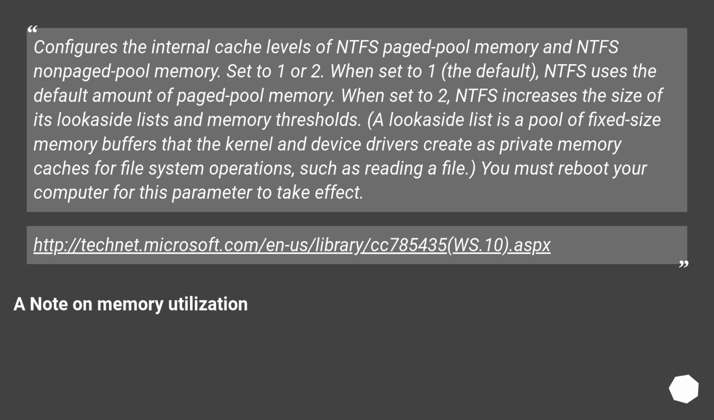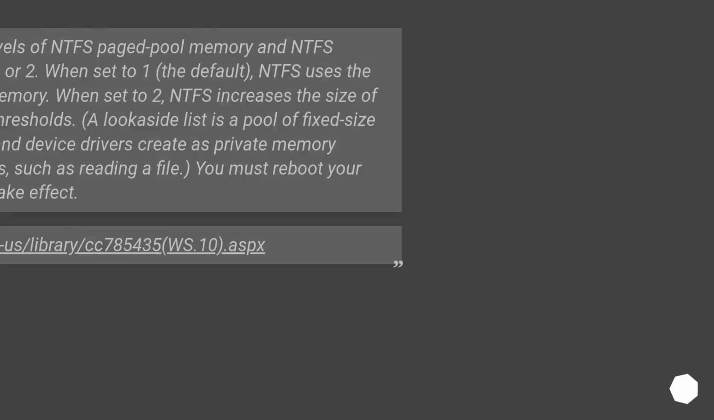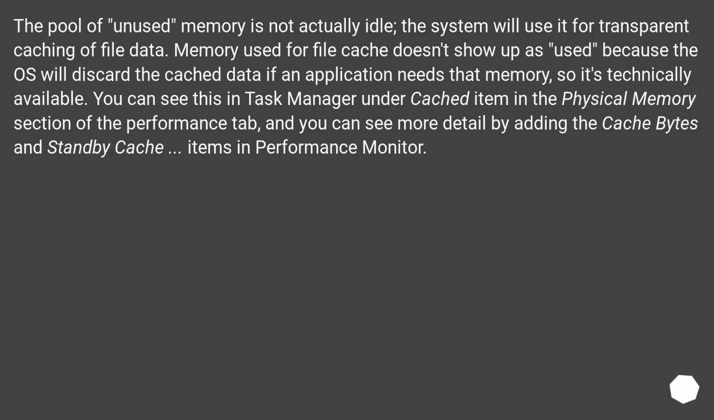A note on memory utilization. The pool of unused memory is not actually idle, the system will use it for transparent caching of file data. Memory used for file cache doesn't show up as used because the OS will discard the cached data if an application needs that memory, so it's technically available. You can see this in Task Manager under Cached in the Physical Memory section of the Performance tab, and you can see more detail by adding the cache bytes and standby cache items in Performance Monitor.